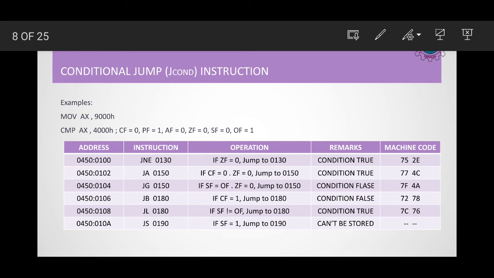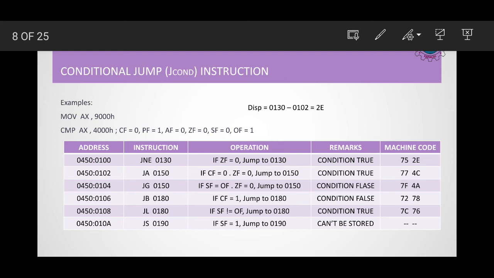Now the first instruction is JNE, jump if not equal, and you have to jump to 130 location. So if you calculate the displacement, the displacement value will be 130 minus 102, and you have 2E displacement. So that is within the 7F limit. So the machine code for this instruction will be 75, and the second byte 2E. So there are 2 bytes for the machine code of this instruction.